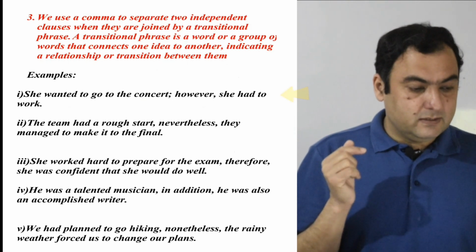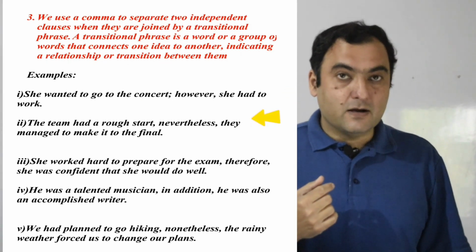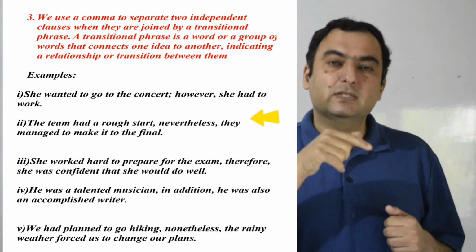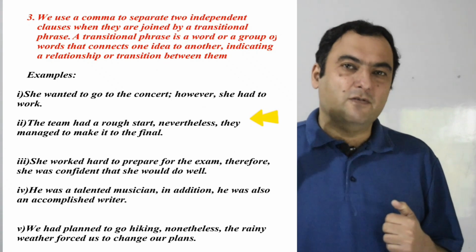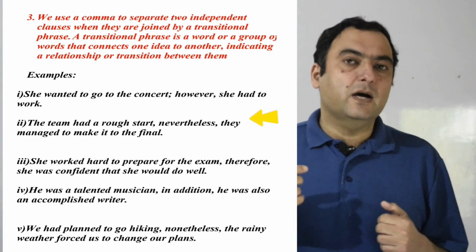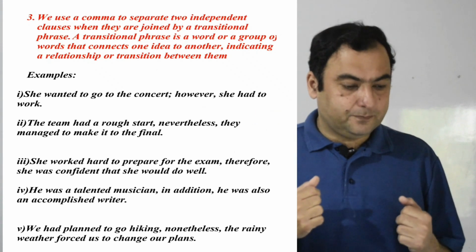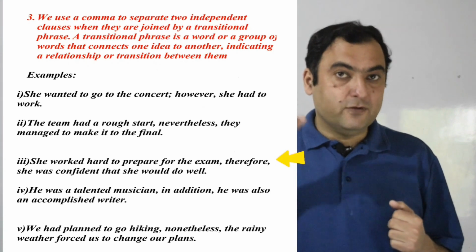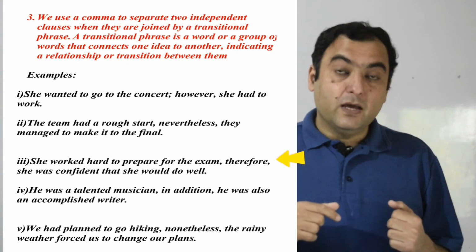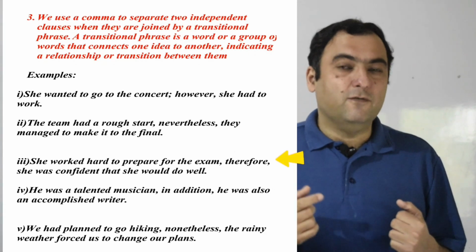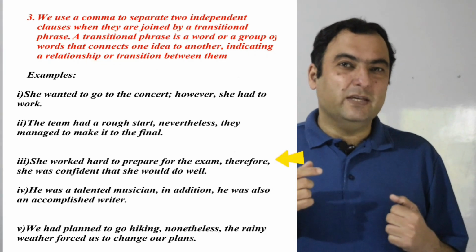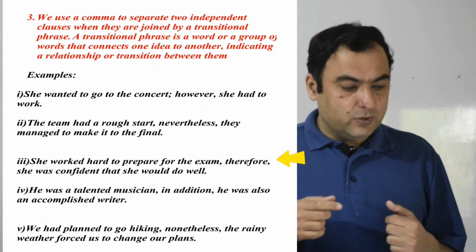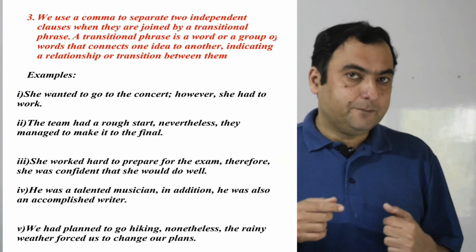Another example sentence is: the team had a rough start, comma, nevertheless they managed to make it to the final. So you see here in this sentence the transitional phrase is "nevertheless," and a comma is used to signal that. In the third example sentence, she worked hard to prepare for the exam, and after "exam" we have a comma, and then "therefore," so after "therefore" we have a comma. So "therefore" is a transitional phrase and a comma is used after that. Therefore, she was confident that she would do well.